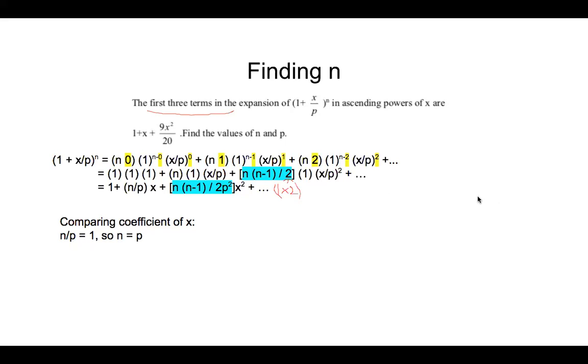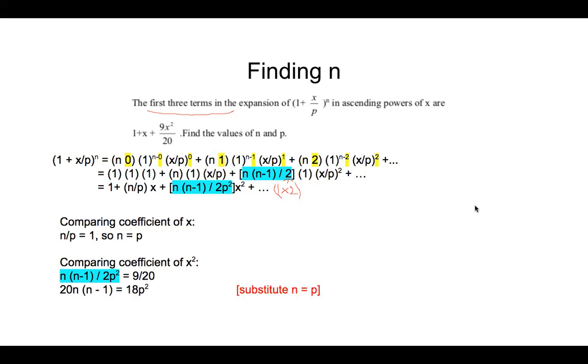And then now comes the trickier one. For the coefficient of x squared itself, we take what we did here, which is n bracket n minus 1 over 2p squared. This we match to 9 out of 20. Now what we do here is substitute n equals p. So we simplify this. We do a cross multiply: 20 goes over to the left-hand side, and 2p squared goes over to the right-hand side. They multiply each other. Then we expand this very carefully.